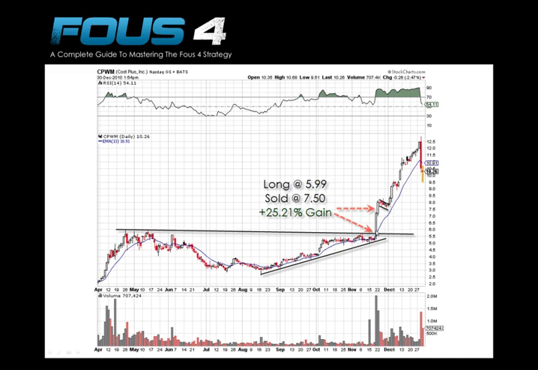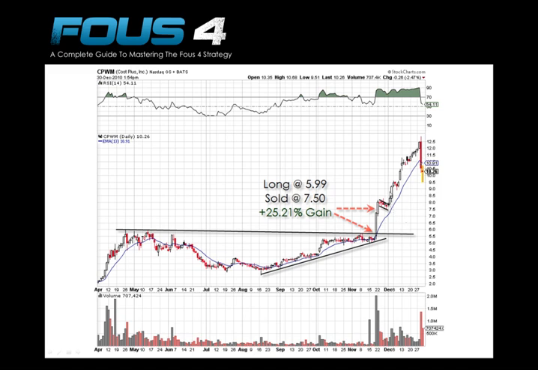So I bought it in a full position at 5.99, and I just took advantage of these two huge days of movement. I sold at 7.50 for a 25.21% gain. From there, it formed a bullish flag pattern that we were talking about earlier, broke out of that at $8 per share, and just rose all the way up to 12. And then finally broke down the 13 EMA at 10.91.